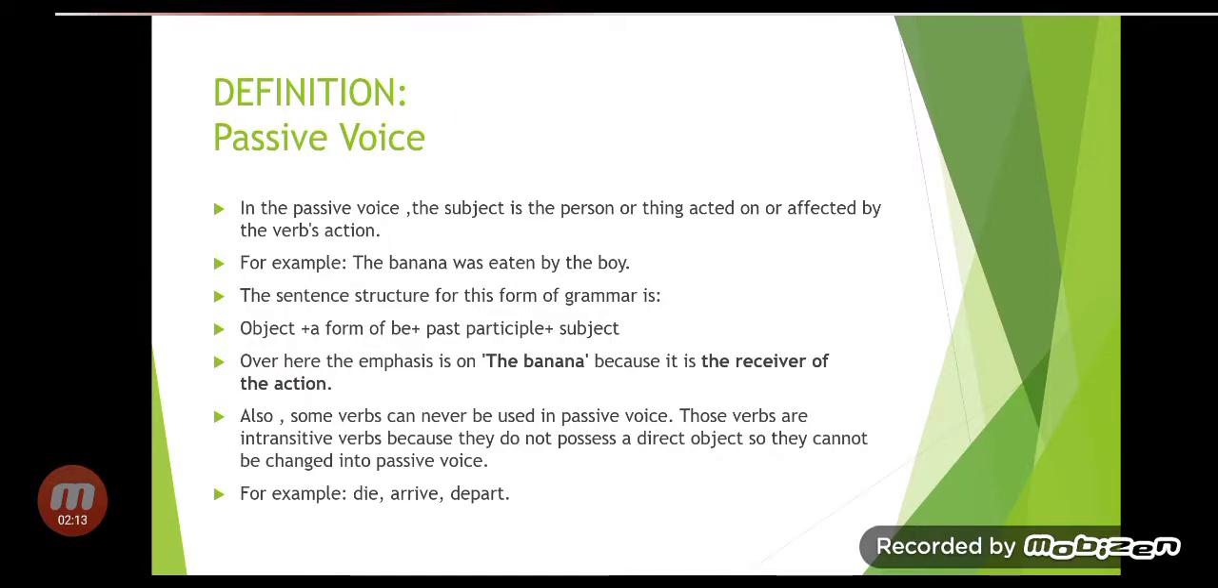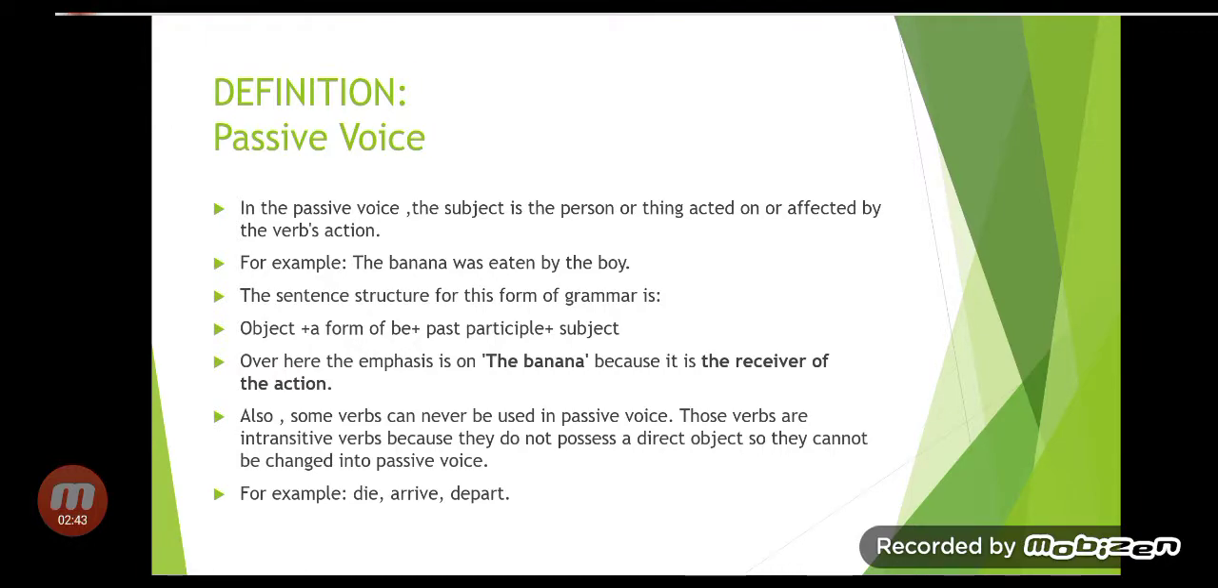Right? The sentence structure for this form of grammar is object, a form of be, past participle, subject. So, does the above sentence lie in this structure? Yes. The banana was eaten by the boy. Was is a form of be. Eaten is the past participle. The subject is the boy and the object is the banana.